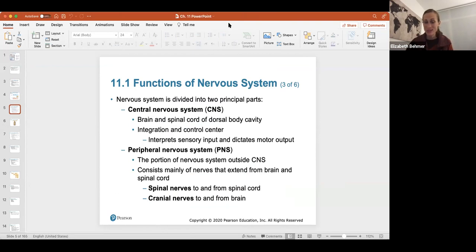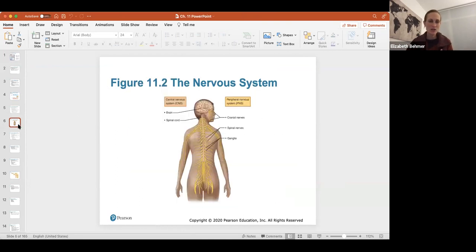Your central nervous system is your brain and spinal cord. This is your integration and control center. The peripheral nervous system is all of the spinal and cranial nerves outside of the brain and spinal cord. This is just a division of your nervous system, the CNS and the PNS, so let's cement that into your brain: the central nervous system is the brain and spinal cord, and the peripheral nervous system is all the cranial and spinal nerves. It also includes the ganglia, which are collections of cell bodies.